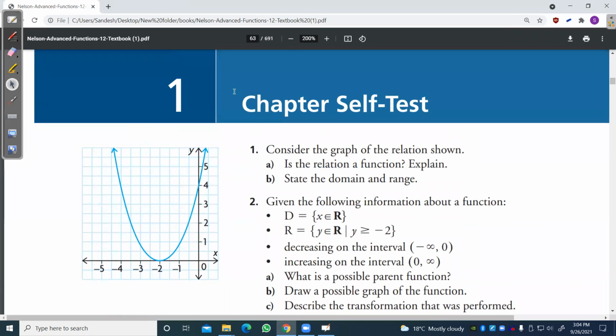Yeah, it's just like grade 11 review. There's nothing new other than the end behavior and the absolute value and stuff. There's nothing new.